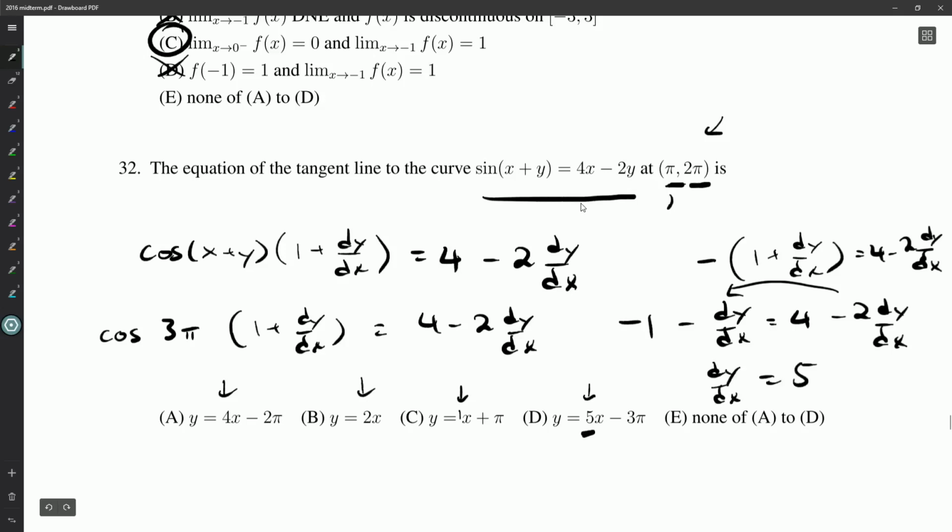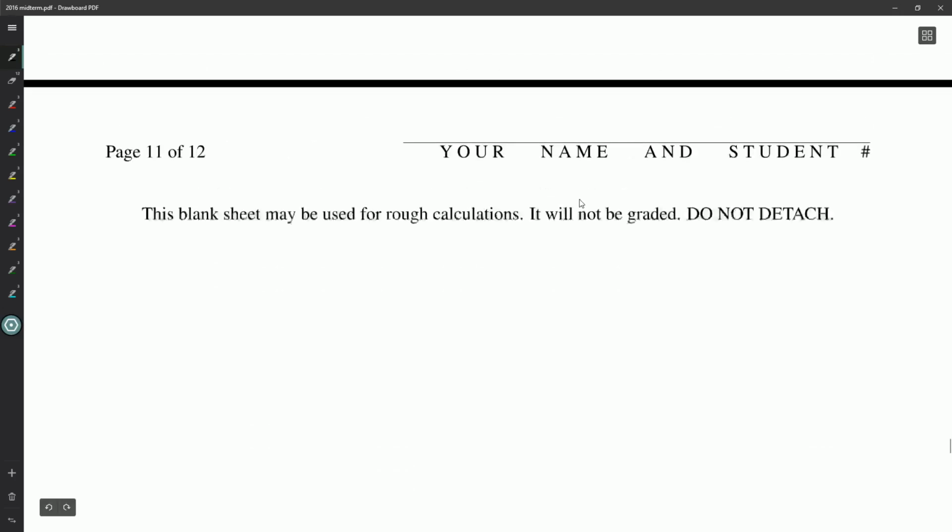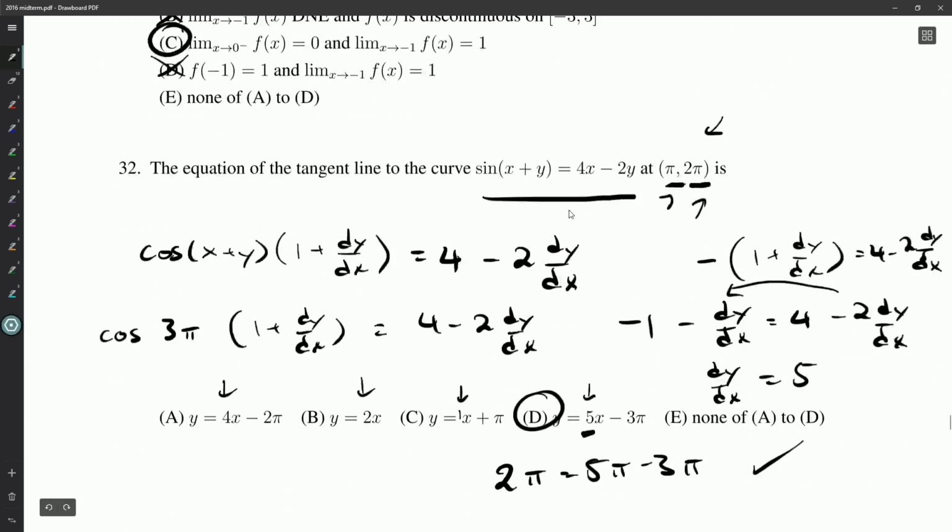Just really quickly plug in your x and y to make sure this actually works. 2 pi is 5 pi minus 3 pi. Yes, that's true. So our answer is going to be D. And we are officially done our 2016 midterm.